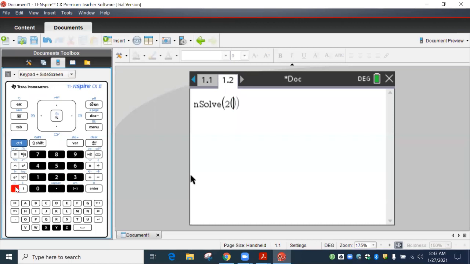So we have 2, parentheses, x minus 4, closed parentheses. These parentheses right here are very important. Equals 22. And then when we get done, we have to put a what? Comma x. Very good. So comma x. All right, and then we hit enter. And I got 15. Is that what you got?